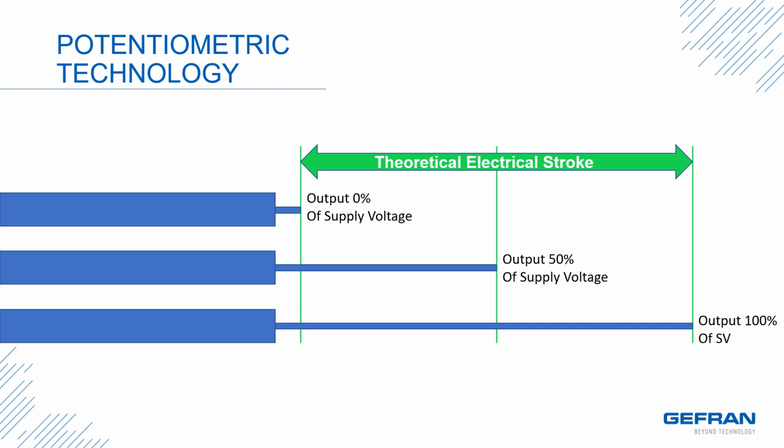Here we see a representation of a linear transducer with rod. The output voltage varies with the extension of the rod across the full theoretical electrical stroke. When the rod is fully retracted, the output voltage will be 0. When the rod is fully extended, the output voltage will be equal to the supply voltage. The output voltage will be linear between those two extremes. When the rod is 50% extended, the output voltage will be 50% of the supply voltage.